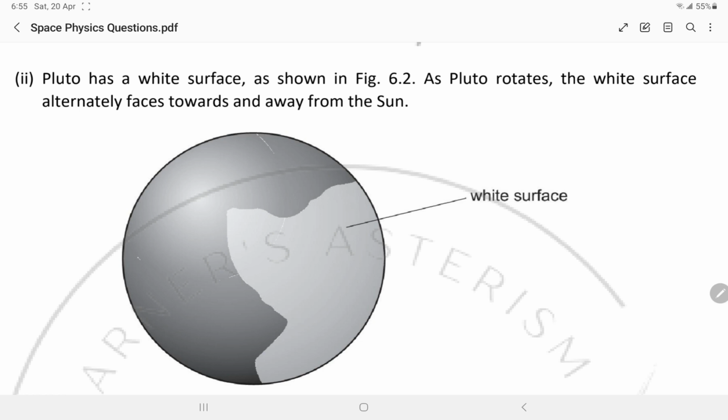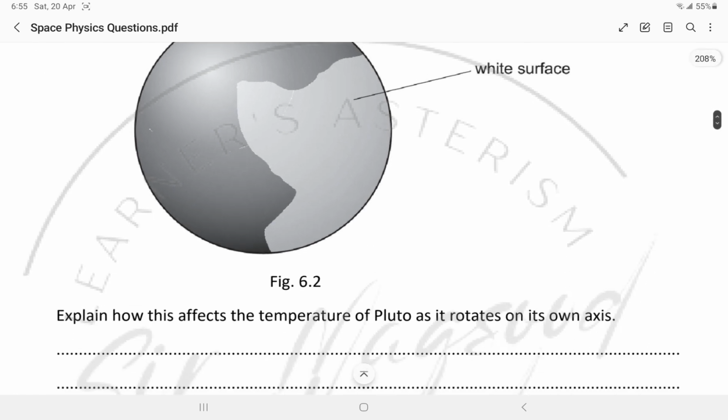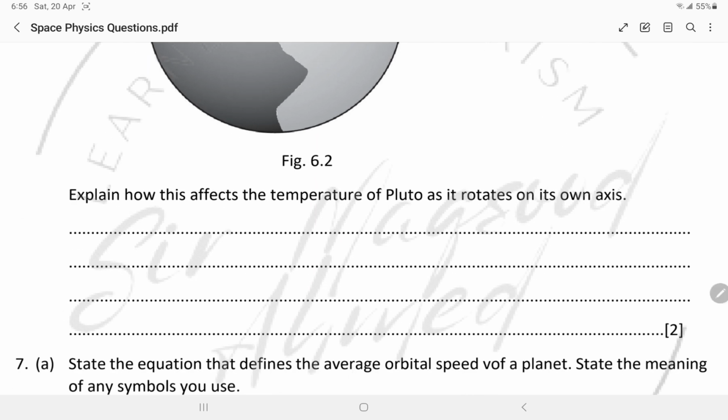Now part 2. Pluto has a white surface as shown in figure 6.2. As Pluto rotates, the white surface alternately faces towards and away from the Sun. The question is, explain how this affects the temperature of Pluto as it rotates on its own axis.